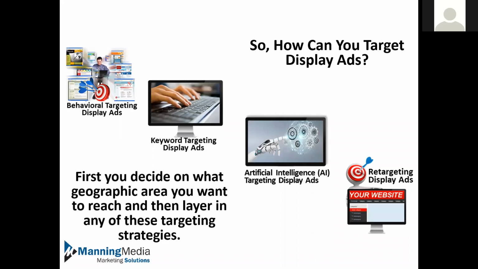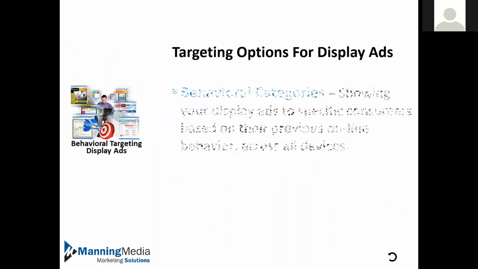So how can digital ads be targeted? Well, there are these particular ways that they can be targeted. First, you're going to decide on what's the geographic area you want to reach, and then you can layer in any of these targeting strategies. And depending upon how many ads you're trying to deliver and what method you're using, you might be able to layer in multiple targeting strategies.